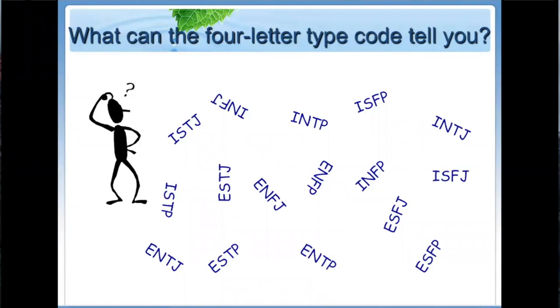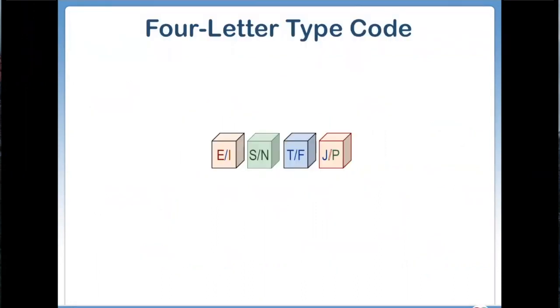So let's take a look at what the 4-letter type code can tell you. Is it just a bunch of alphabet soup, or does it really stand for something more than separate letters? The 4-letter type code was created as a way to get at what Carl Jung had identified as 8 psychological types, 8 patterns where one of 8 processes, or functions as he called them, were predominating.